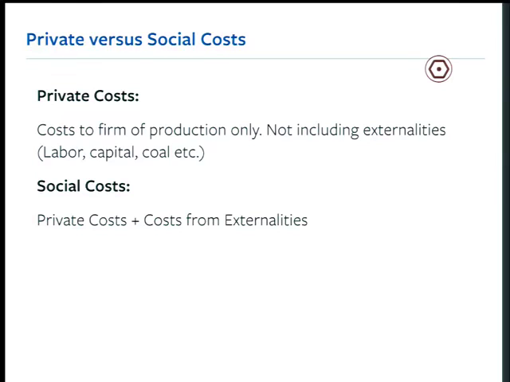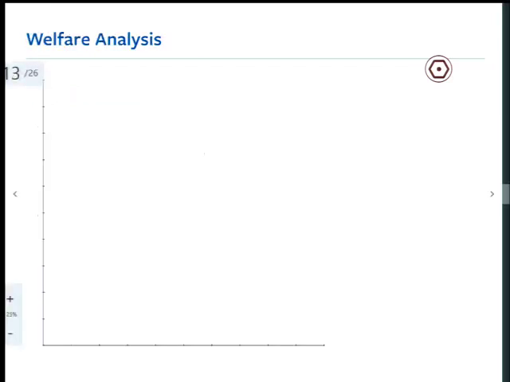Right? The firm pays for the use of all of its inputs in good economic fashion. It pays for the full economic costs, not just accounting costs, but it gets the free use of the environment for now if it's unregulated. So social costs are the private costs of production plus the costs from these externalities. Now, why is this an issue? All right, let's think about that for a second.